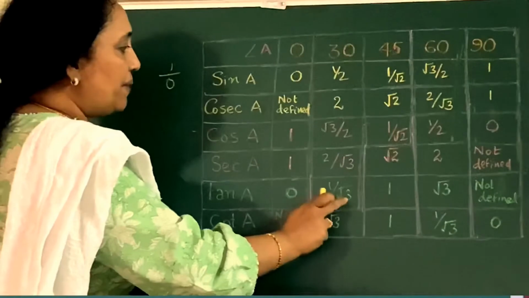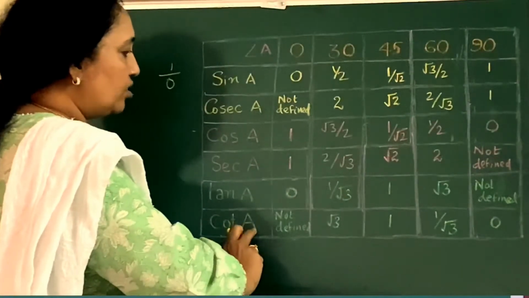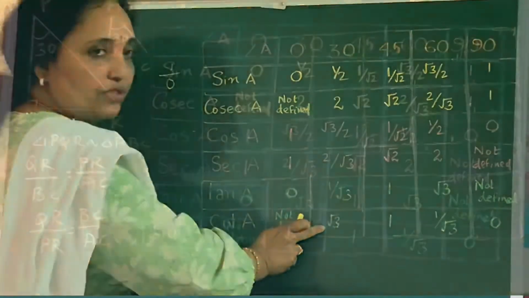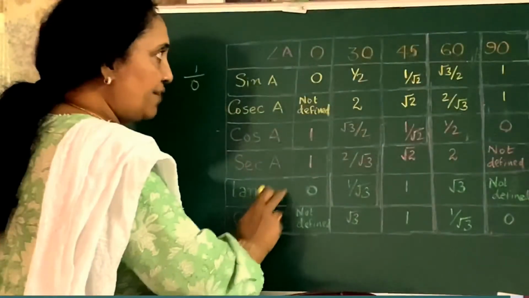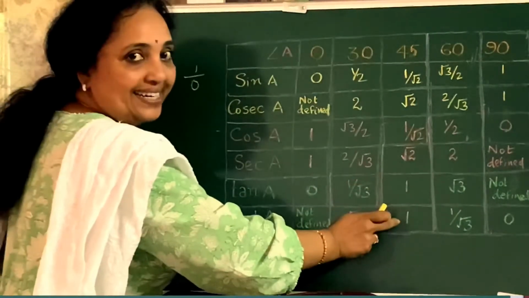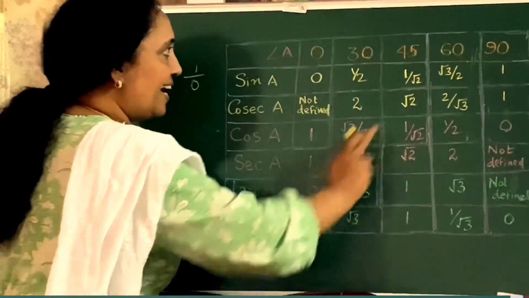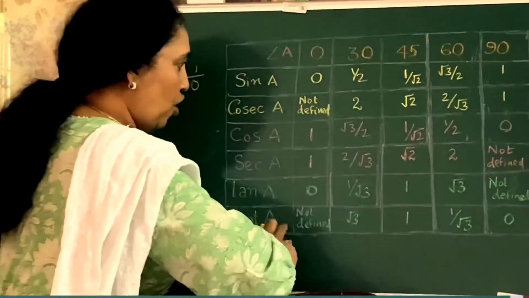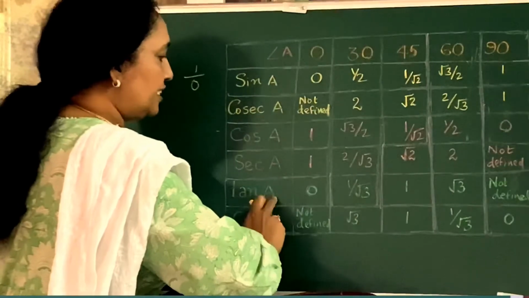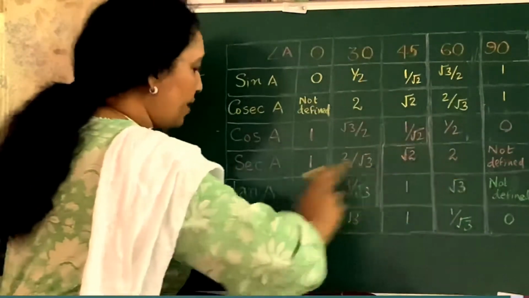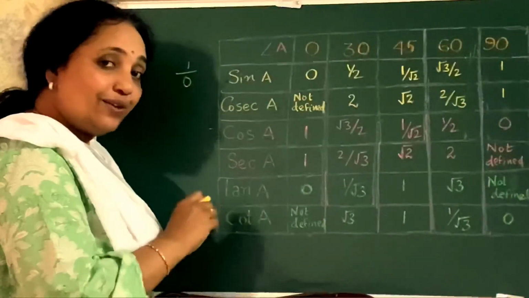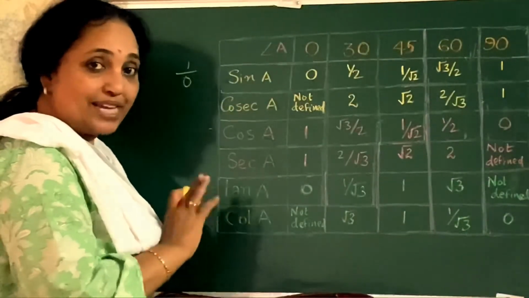Tan 30 is 1 by root 3. Cot 30 is root 3 by 1, the reciprocal of this, that is root 3. Then tan 45 is 1. Cot 45 is 1 by 1, that is 1. Then tan 60 is root 3. Cot 60 is 1 by root 3, the reciprocal of this. Then tan 90 is not defined. Cot 90 is 0. You should learn these values. Then only you can do the questions based on this.